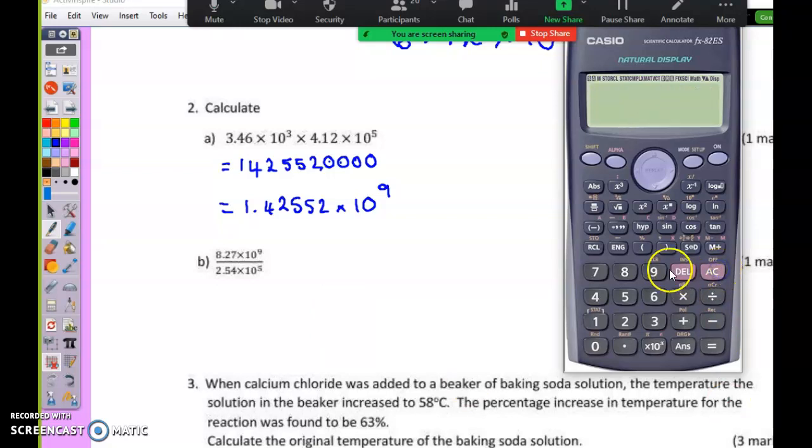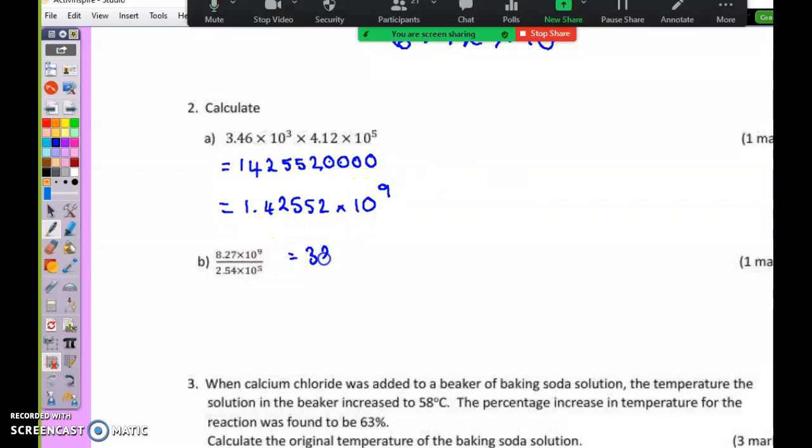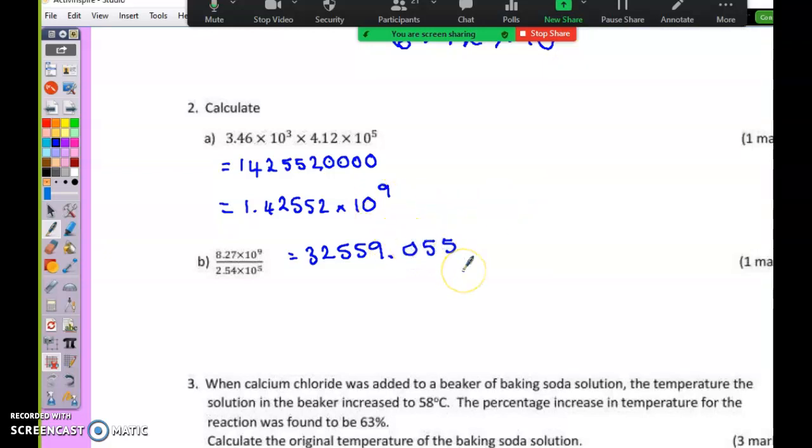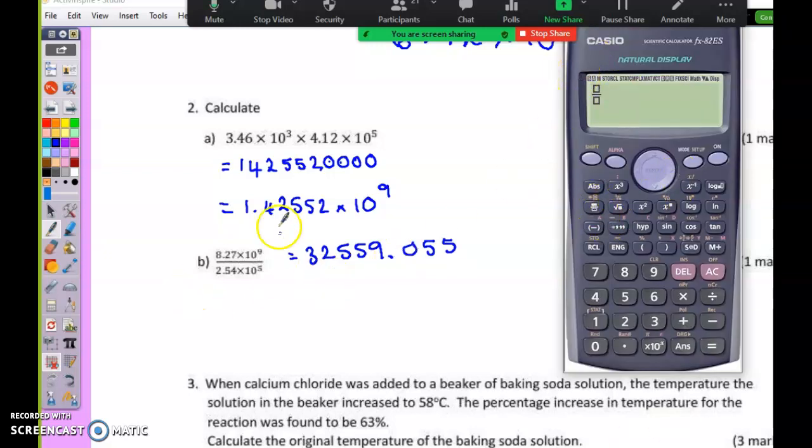Try the dividing one. I'm doing 8.27 times 10 to the power of 9 divided by 2.54 times 10 to the power of 5. It equals 32559 point, and I need at least 2 decimal places. I'm just going to put 3.055. Okay. You can also put that into your calculator as a fraction. So you can use your fraction button and put it in exactly as it's written there. But remember, a fraction and divide really are the same thing.